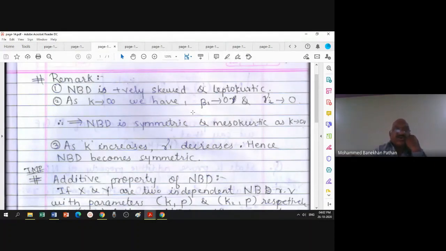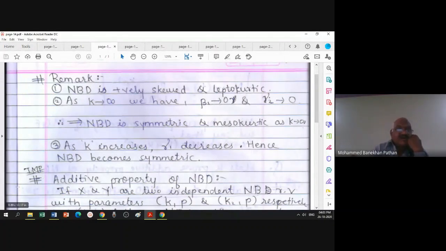So what is the MCQ takeaway? Number one, NBD is positively skewed and leptokurtic. Second remark: what is the limiting distribution of NBD? If your number of successes, that is parameter K, becomes larger and larger, that means K goes to infinity, beta 1 goes to 0, gamma 2 goes to 0, and that is why NBD becomes symmetric as a limiting case.